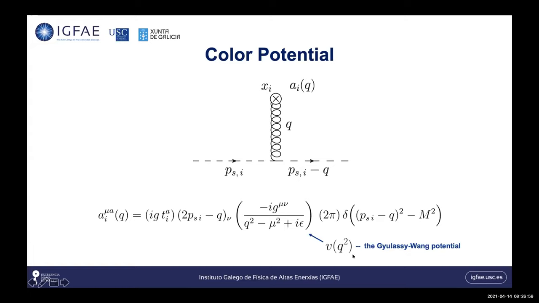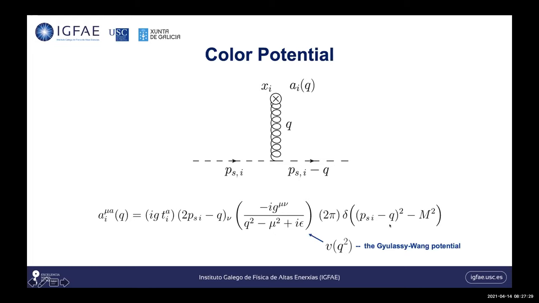So it's on shell, it has some current. I'm talking about scalar theory, just to simplify the consideration. But for fermionic theory, it will be just the usual fermionic current here. And here there is a model potential for how your matter produces this scalar field. One of the choices is the famous Gyulassy-Wang potential, and that's what I'm going to use mainly throughout the consideration. However, our results are not too sensitive to the choice of the potential and can be easily generalized.